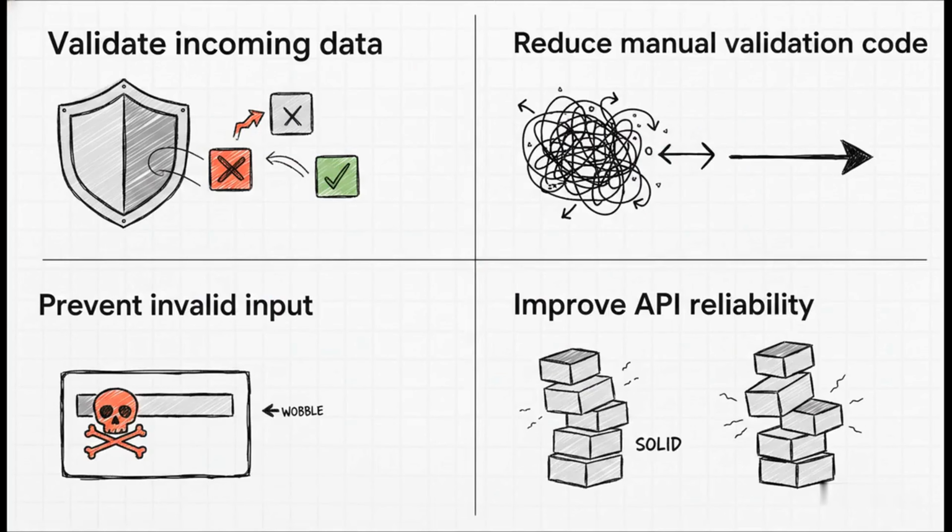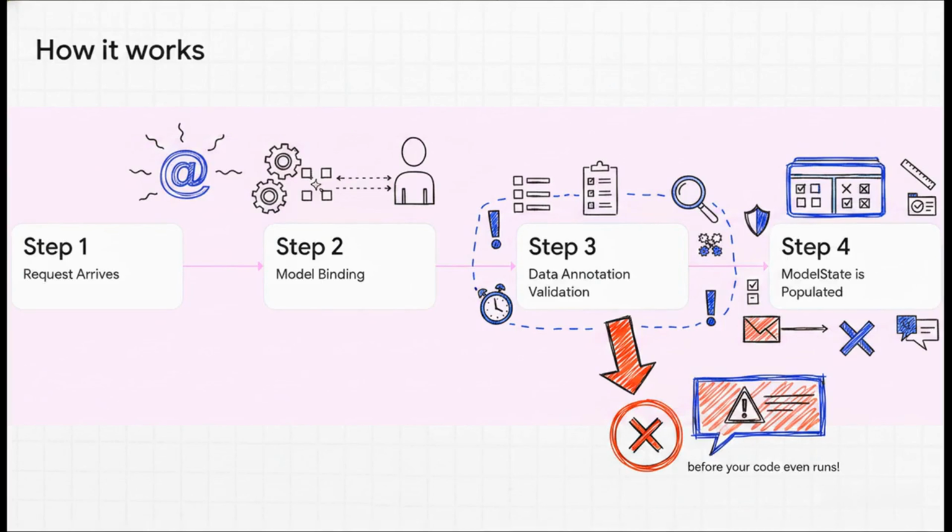So why should you care? Well, it's a huge deal for a few reasons. First off, you're validating incoming data right at the front door, stopping any junk from getting in. This means you get to completely ditch all that spaghetti code you wrote for manual validation. The result? Your APIs become way more reliable, way easier to manage, and you're getting more security by writing less code. It's a win-win. And the coolest part is how this all works automatically inside ASP.NET Core.